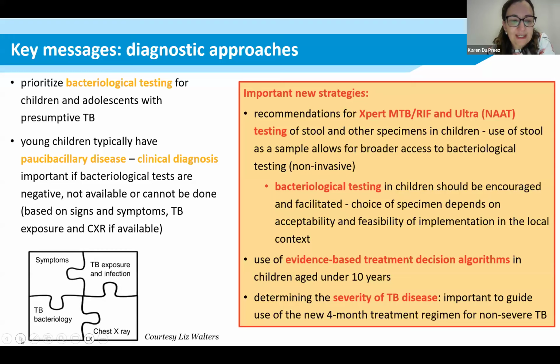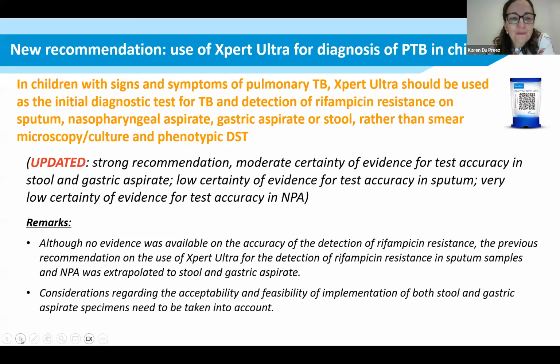And I think the important thing that Juaneta will also cover is that because of the paucibacillary nature of childhood TB, it remains a clinical diagnosis, and we have these puzzle pieces that we have to put together to make the diagnosis. So from the WHO guidelines, I'm literally going to just highlight 4 of the new recommendations, which informed our guidance. They recommended the use of Ultra on pediatric specimens, and they've included stool and nasopharyngeal aspirates as additional specimens that could be used for diagnosis or confirmation in children.